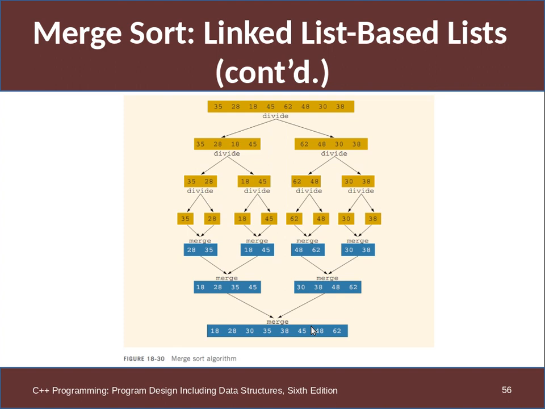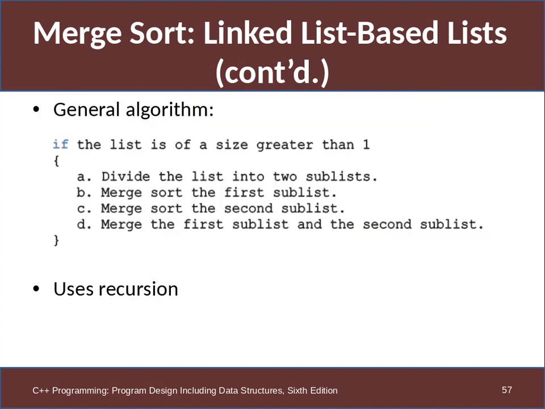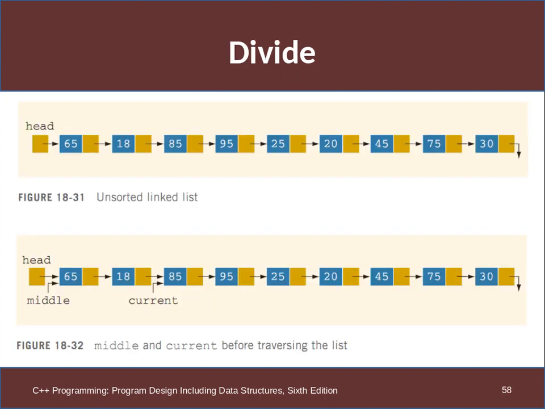So what that means is actually big O of n log n plus big O of n log n, which makes it 2 times big O of n log n, aka n log n. We don't care about coefficients. All right, so general algorithm: divide the list into 2 sublists, merge sort the first sublist, merge sort the second. You keep doing that until you have only one, and then you merge the 2 lists. Uses recursion.